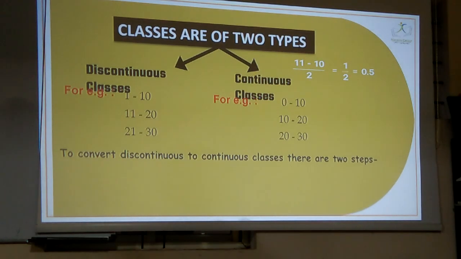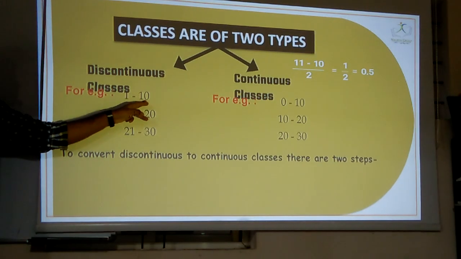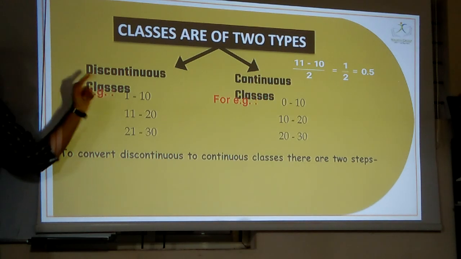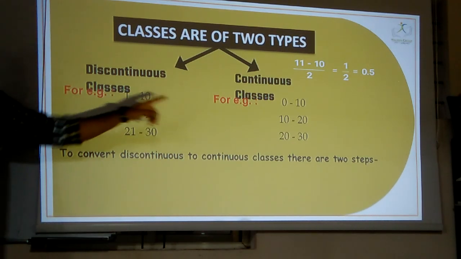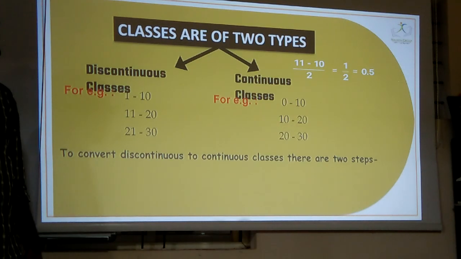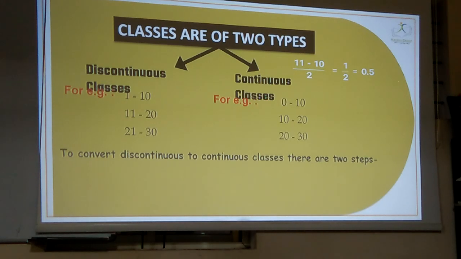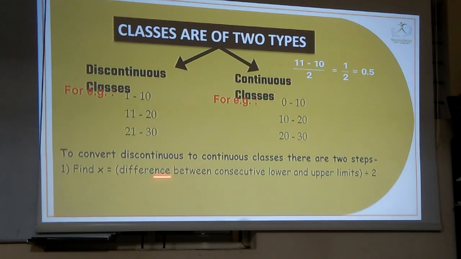Over here, immediately after the upper bound, it's not starting from the upper bound. It is starting from the next number. Whereas over there, it is immediately starting from the upper bound. If the class is a continuous class, our job is done easy. If the class is discontinuous, we have to convert it into continuous. How will you convert it? The difference between the consecutive lower and upper term divided by 2.